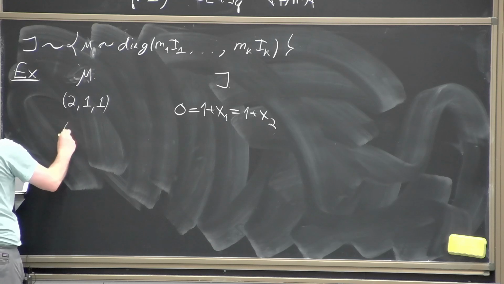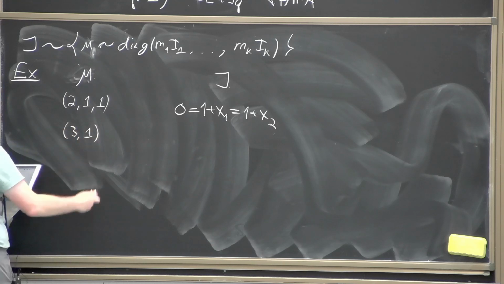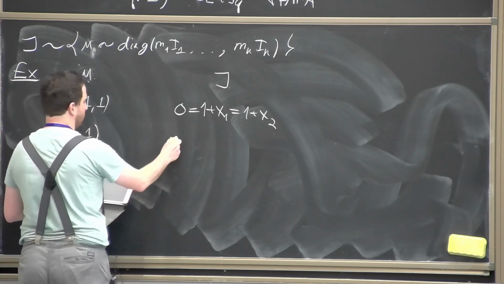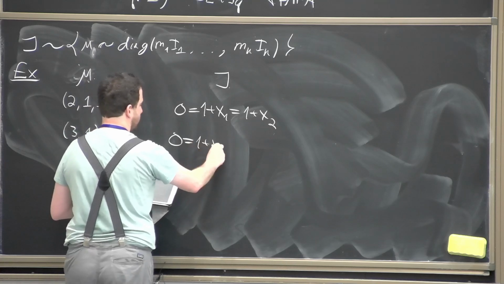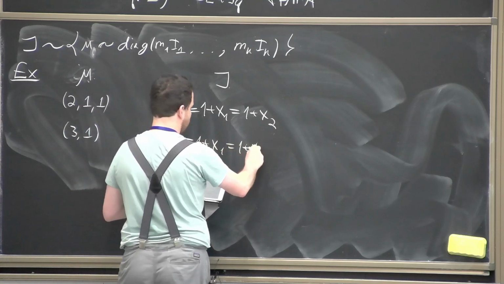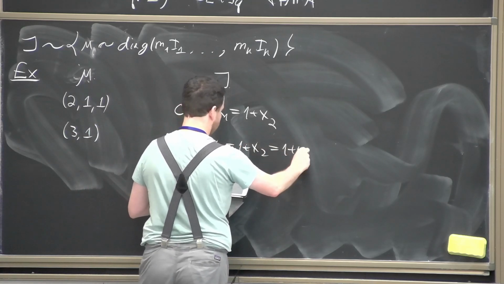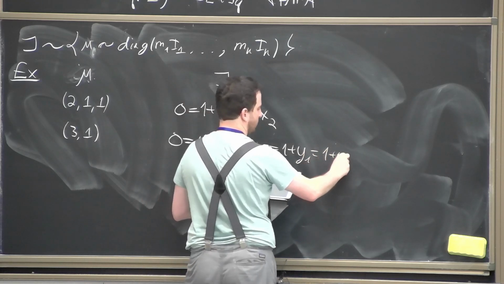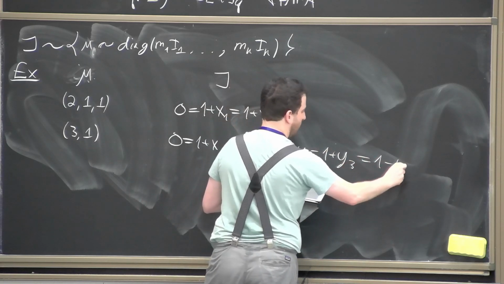If the partition is of the form 3, 1, then we will have more equations: 0, 1 plus x1 is equal to 1 plus x2 is equal to 1 plus y1 equal to 1 plus y3, 1 minus y2, y4.